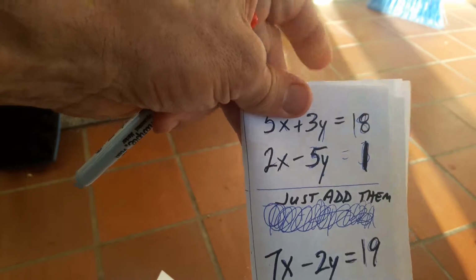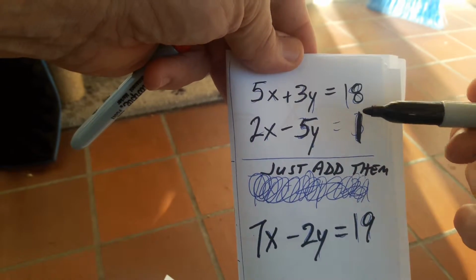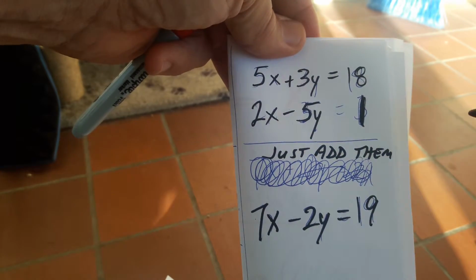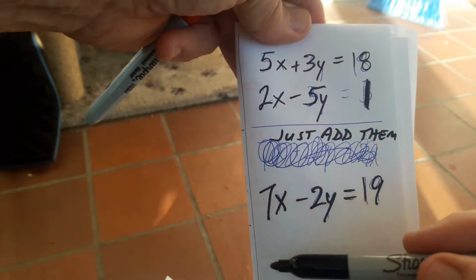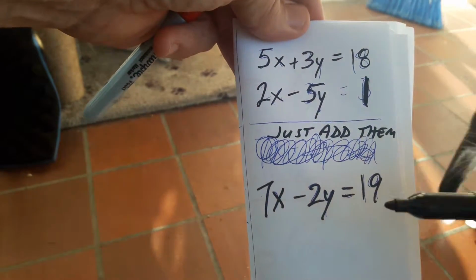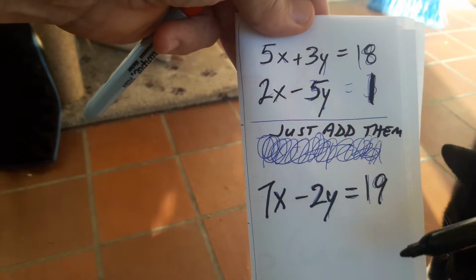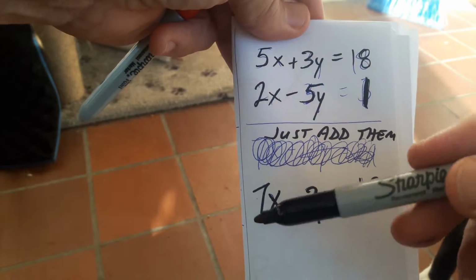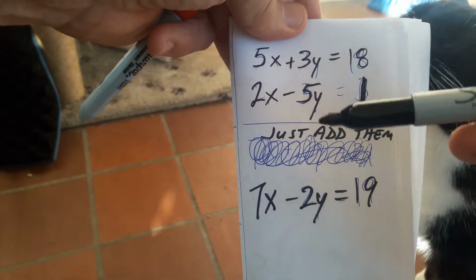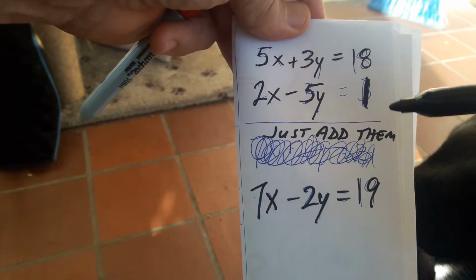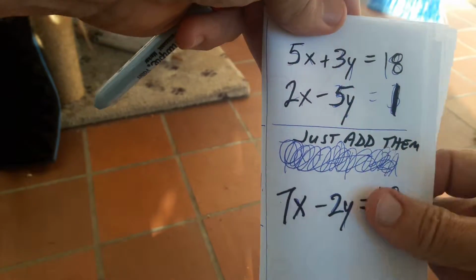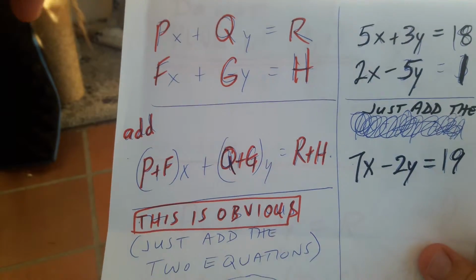If I show you something simple like this, just with 5 and 3 and 18, you know what to do here. In fact, if I then show you this, I say, are these two equal? And you look at it and say, well, 5 plus 2 is 7, and 3 minus 5 is negative 2, and 18 plus 1, yeah, these two are equivalent. Well, that's basically what they're saying here.